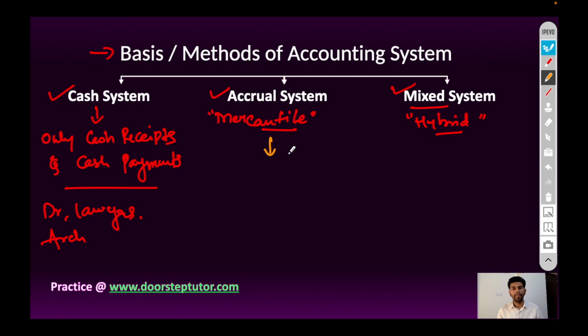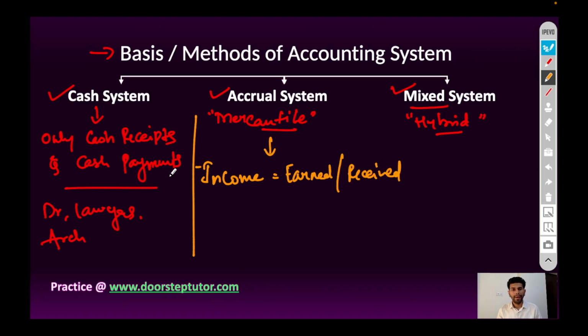Next is the mercantile system of accounting. Under this system, income is recorded when it is earned or received, and expenses are recorded when they are accrued or paid. For example, under cash system, the transaction for electricity bill paid will be recorded only when it is actually paid.